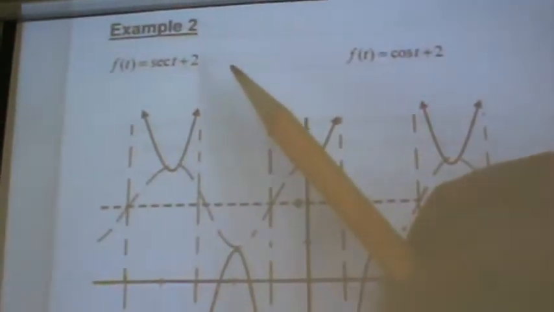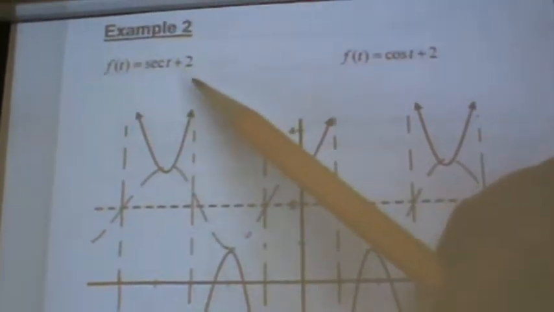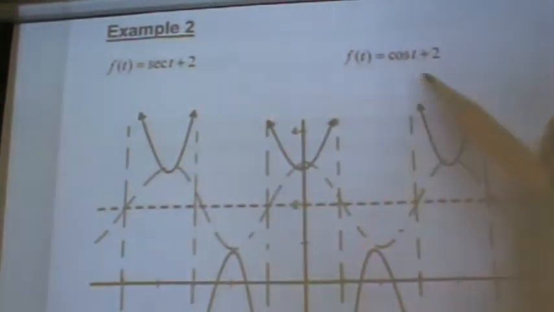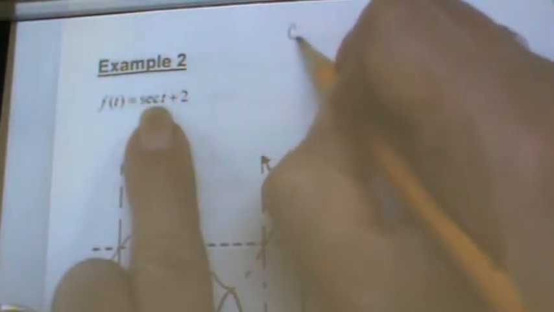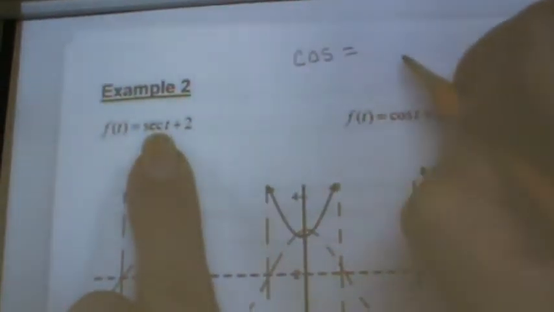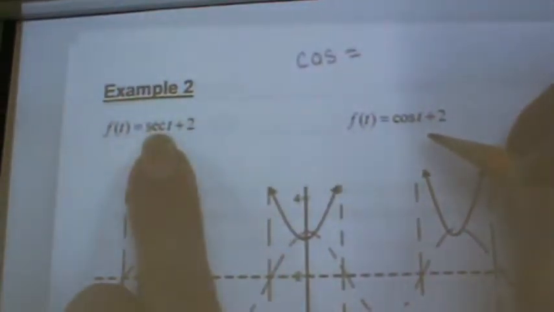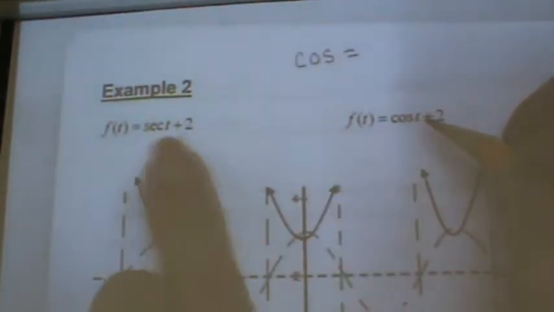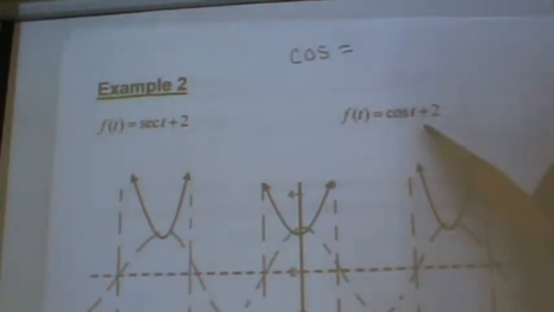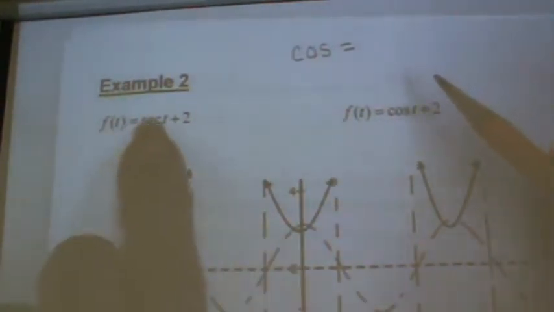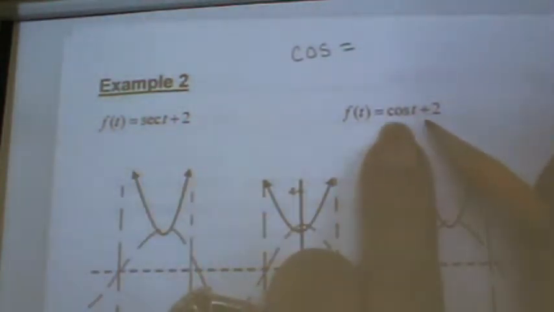If you were asked to graph secant t plus 2, what you're going to do is really graph the cosine t plus 2. So replace one cosine... if you do this, you're actually doing the secant curve. The cosine and the secant are reciprocals of each other. So you're going to graph this, take this secant out and write cosine. You're going to graph the cosine curve.